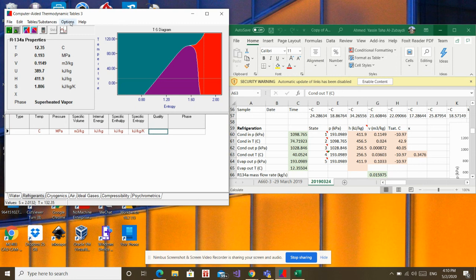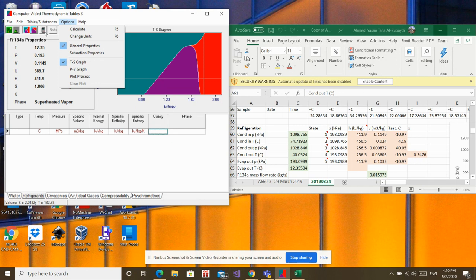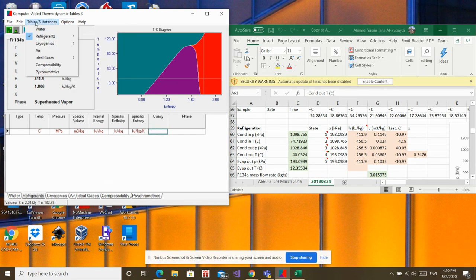Now, the other option I can apply here is adding the calculate process, which is the same as this one we have here. Change the unit. We're using SI unit. I can change it to IP. What are the general properties we can have? The saturation properties, I can choose between these two values. I can use the TS diagram to be sketched here. I can use the PV diagram, and I can plot the process itself. Now, if I'm going to plot the process, I should start here once again from having the 1, 2, 3, 4, 5, and thus it is going to plot the pH diagram directly.